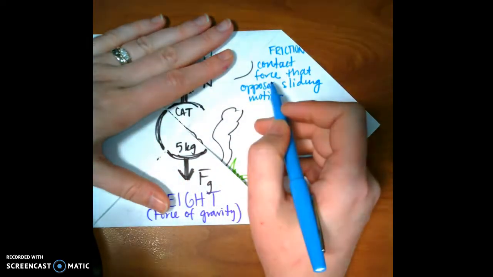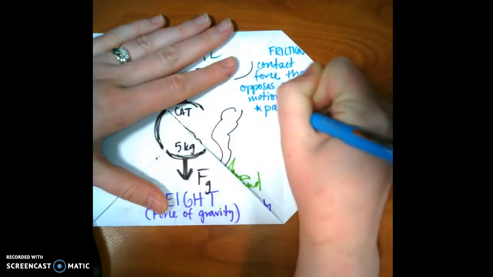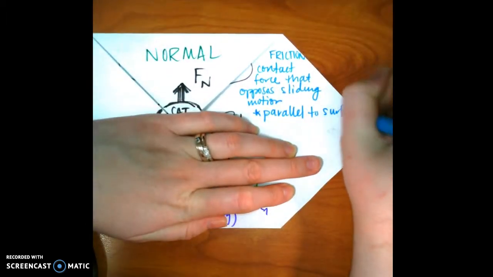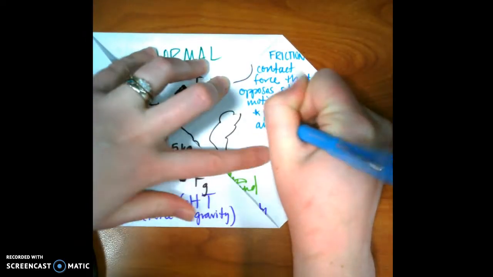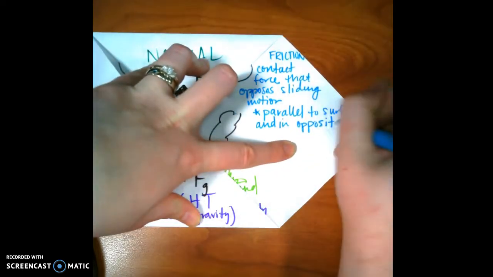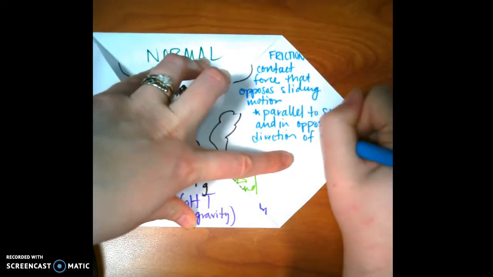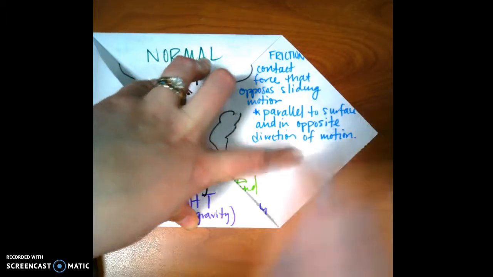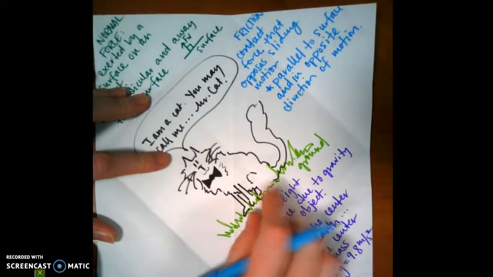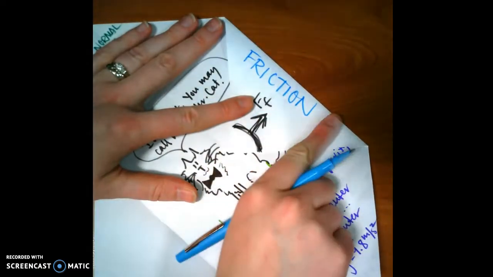Oppose is part of our directional information here. Friction is always a force that is parallel to the surface and in the opposite direction, hence what the word oppose is doing in the sentence above. It's in the opposite direction of motion. So Mr. Kitty, sitting on the ground here, when we turn our surface this way, here is our surface. Parallel to that surface will be the force of friction.